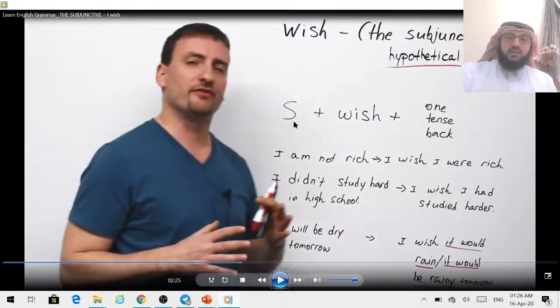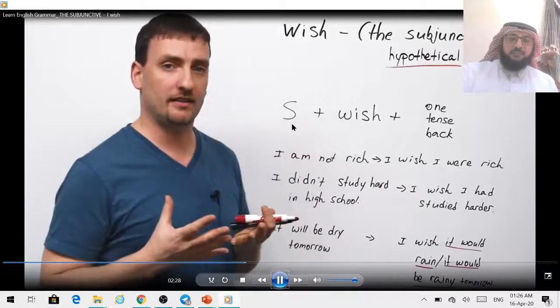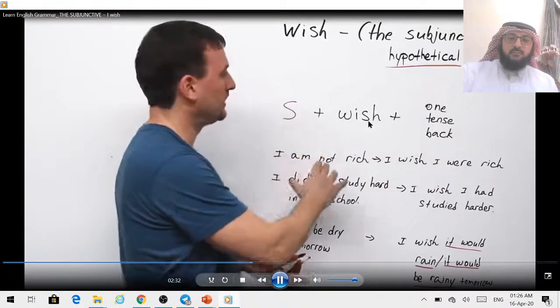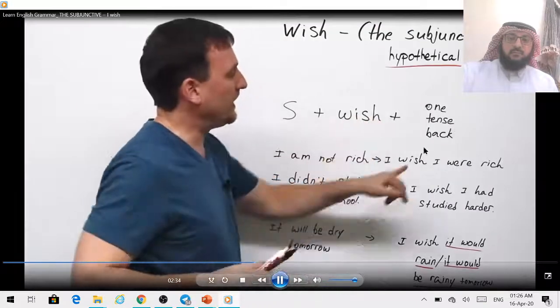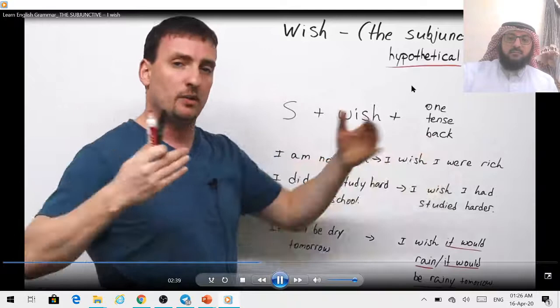Okay. هذا structure الآن تركيب الجملة. So first, let's look at how we construct a sentence using wish. We begin with our subject, of course, our verb wish, and then we always have to remember to go one tense back. What does that mean?